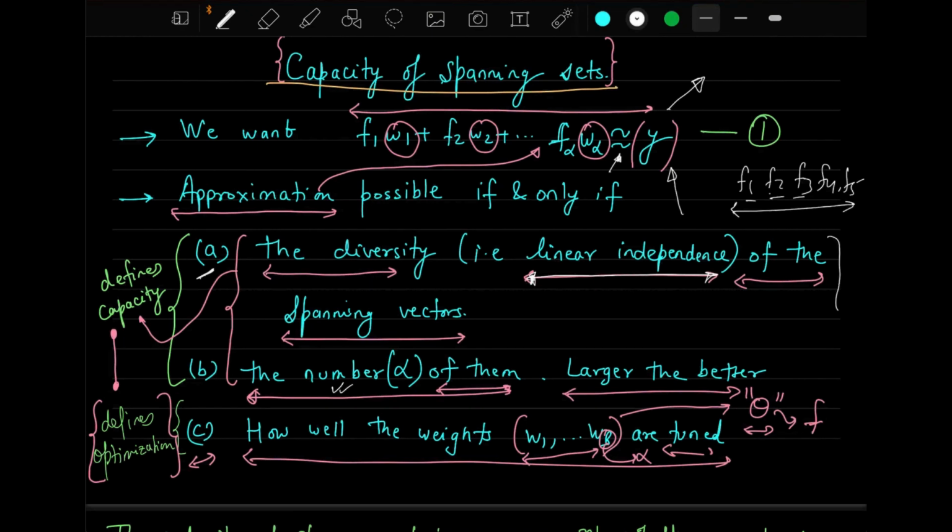So these two points, the first two, a and b, will define the capacity, or in fact I can remove this term capacity and write complexity. So it's basically these two that define the complexity of the model that you are looking for. And the third point is how well the weights, W1 to W alpha, and theta, please note that this theta is also important, are tuned. If these two parameters are not tuned very well, then the approximation will fail. So we have to see that, and that defines the optimization dial.